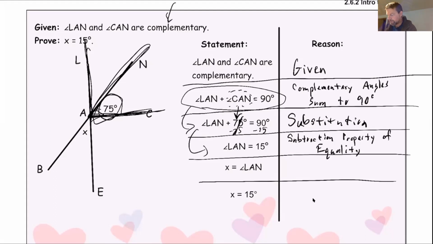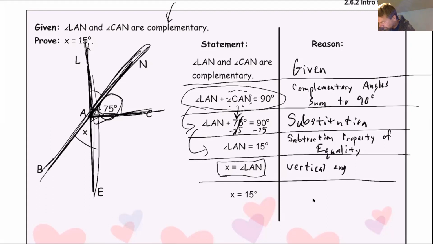All right. Then I said angle X is equal to LAN. How did I know that again? Here's angle LAN. Here's X. Oh yeah, that's right. Those are vertical angles. Vertical angles are congruent. I'm going to use just the congruent symbol here so I can fit it in there. And last, I changed that LAN to 15 degrees because I knew it was equal to 15, right? So since I changed it to 15, that's just, again, substitution.